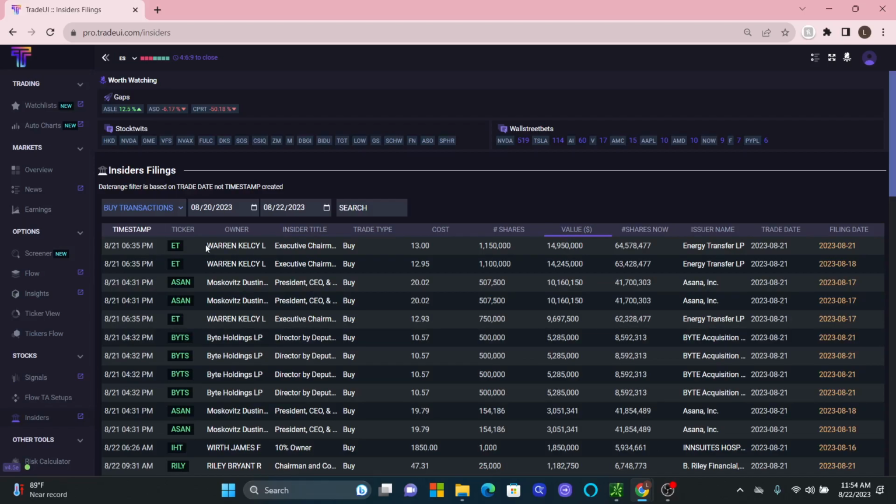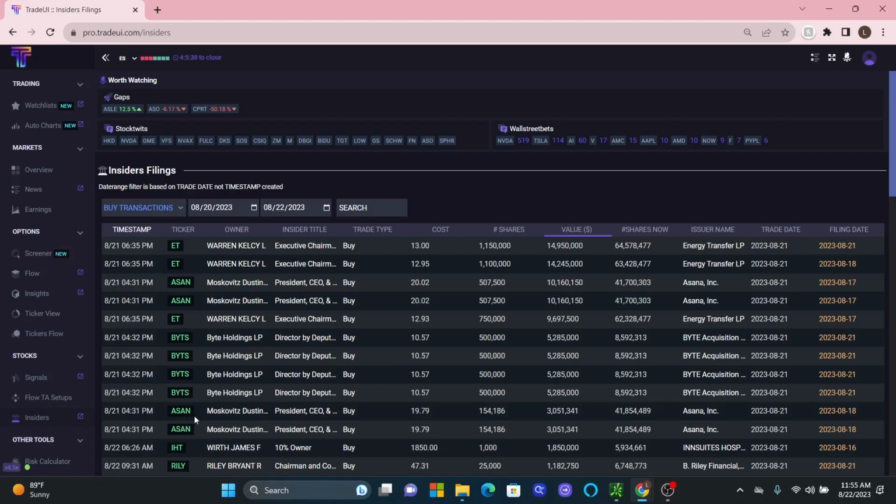So this is broken down into different categories. Of course, you have your ticker, the owner who made the trade, their title, the trade type, the cost per share, number of shares, the overall value, and the shares they have now, with some other data here, especially their filing date. I want to see something at least over $1 million, and I want to see a president, CEO, or somebody who runs the company buying it. I don't care about directors because think, if they're a director, they're not in the day-to-day operations. I want to see people who are in the day-to-day, such as the president, CEO.